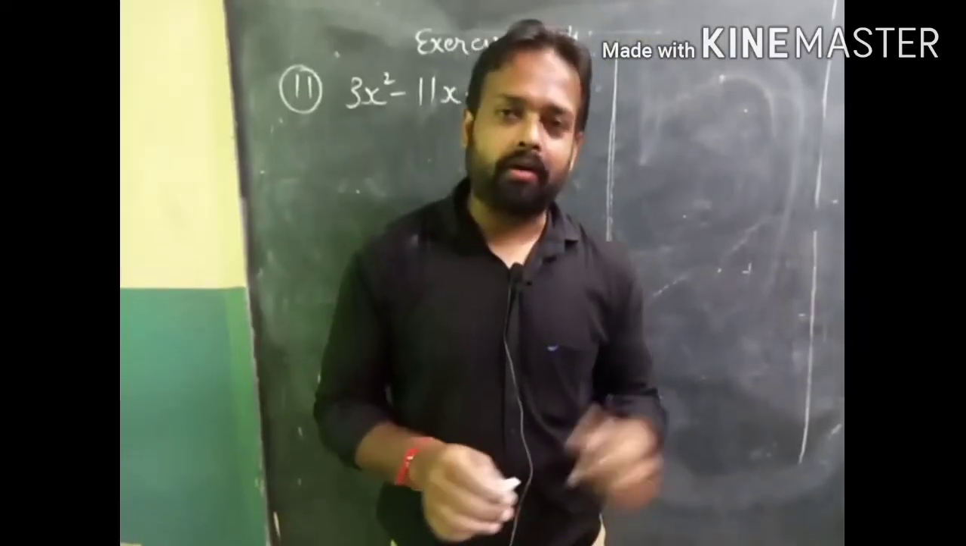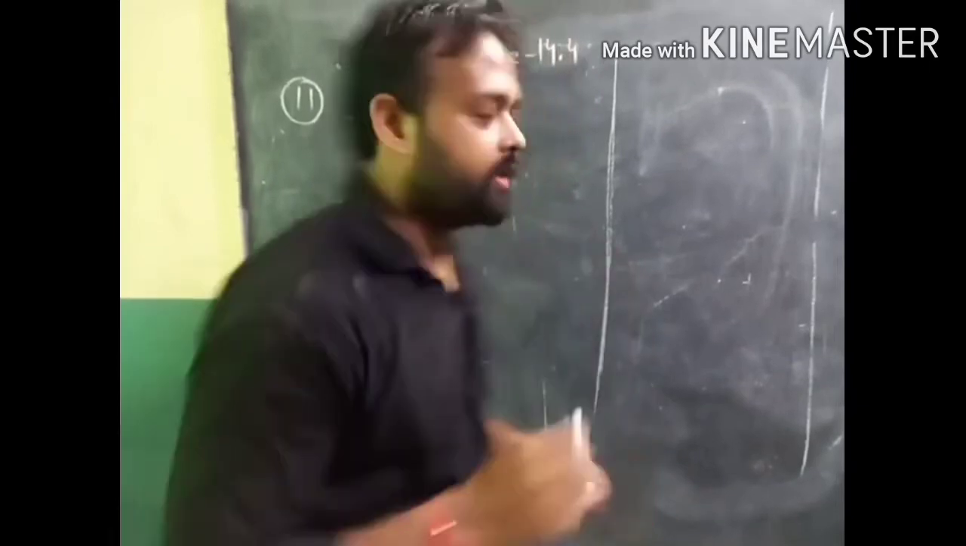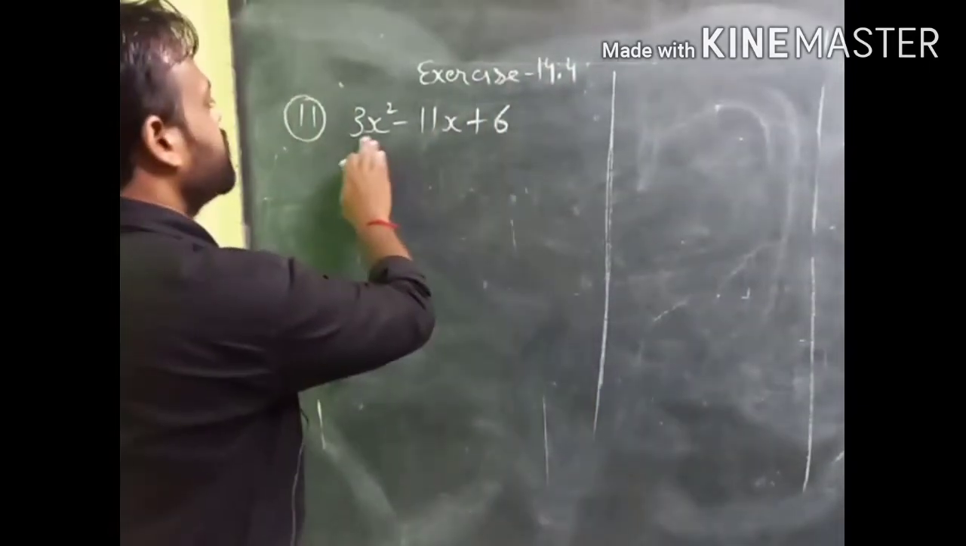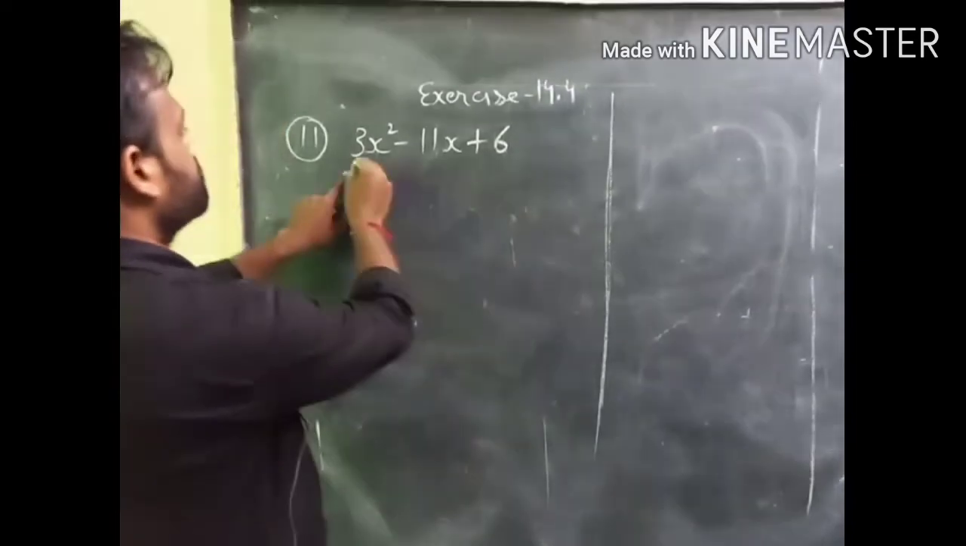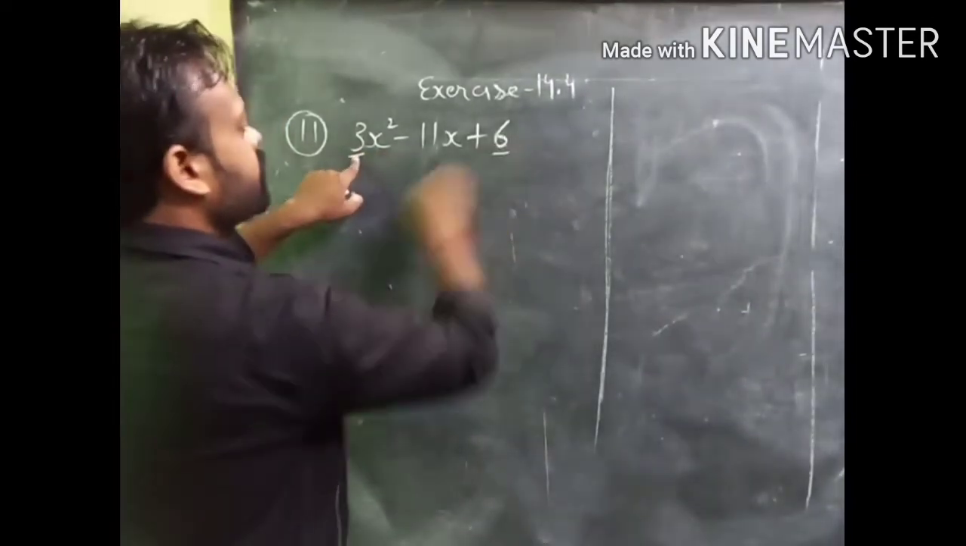So dear students, now I am going to start its next part. You can see here in your 11th sum, this is 3x square minus 11x plus 6. So again, first of all we have to multiply this 3 with this 6.